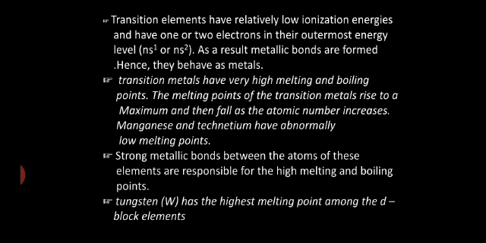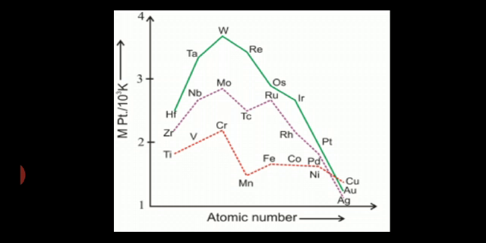The melting points of the transition elements rise to a maximum and then fall as the atomic number increases. Manganese and technetium have abnormally low melting points. Now I'll give the reason. You can see in the graph that manganese and technetium have abnormally low melting points. Manganese is shown in the dotted red line and technetium in the dotted purple line. You can see it very clearly.